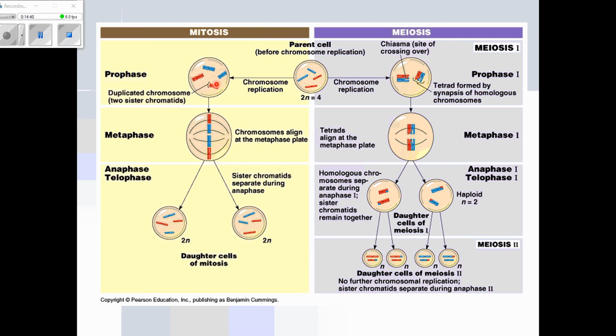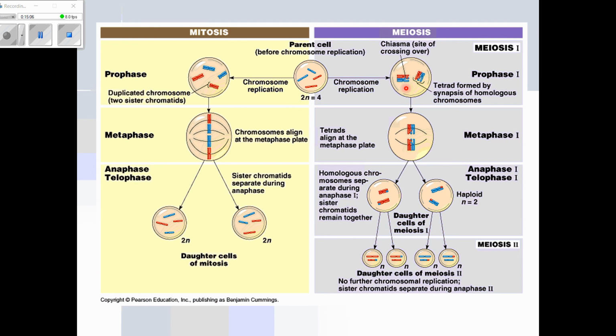And this is a homologous pair, and this is a homologous pair, but they don't act like pairs. In mitosis, they don't pair up. They don't come together. There's no synapsis. There's no crossing over. But those same 4 chromosomes in prophase 1 of meiosis do pair up. They form tetrads. They form couples.